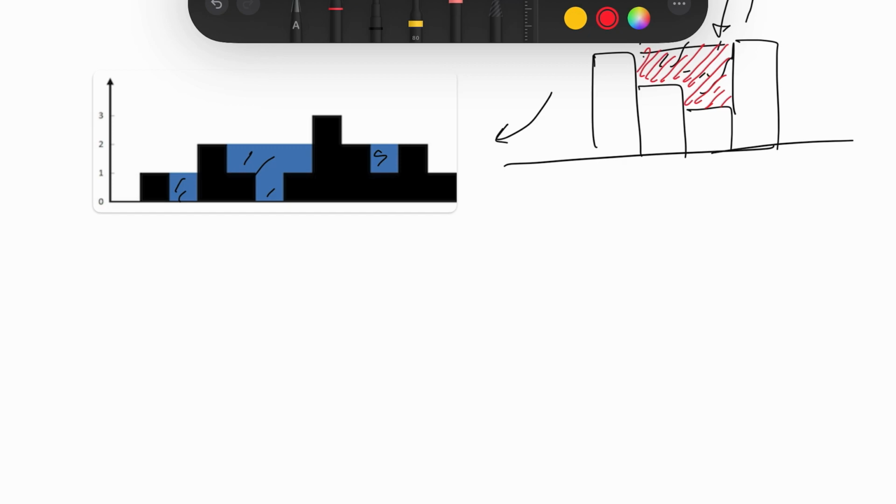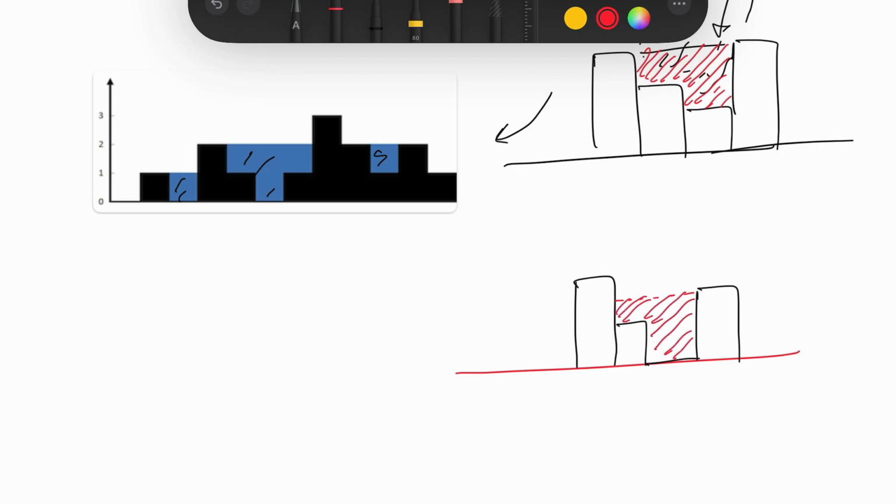Okay, let me give you one more example. Let's say these are towers 1 and 2, and there is no tower here, and this one. Now, if we straightforwardly draw, we will be trapping this much water. Here what we are seeing is that the first building and the last building are not contributing, they are not trapping any rainwater.